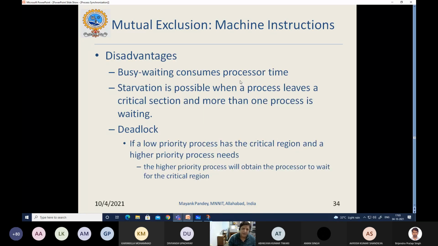Disadvantages: busy waiting. Again, starvation is possible when a process leaves a critical section and more than one process is waiting. You have to have a policy about who can get access to that while loop when one process is completed in its critical section. Deadlock.